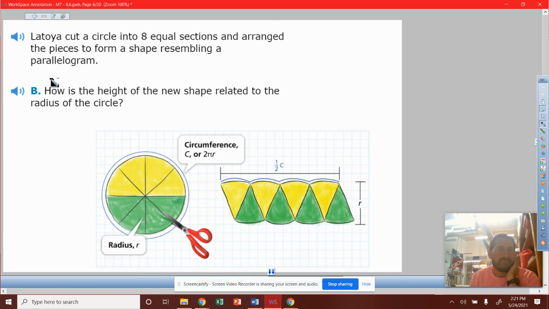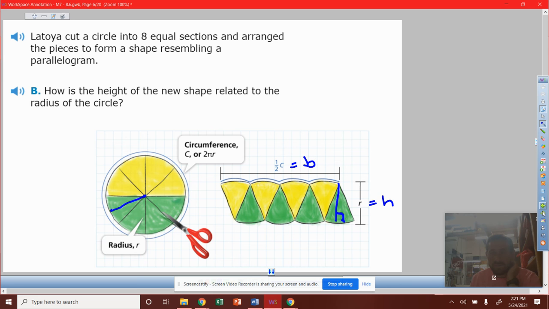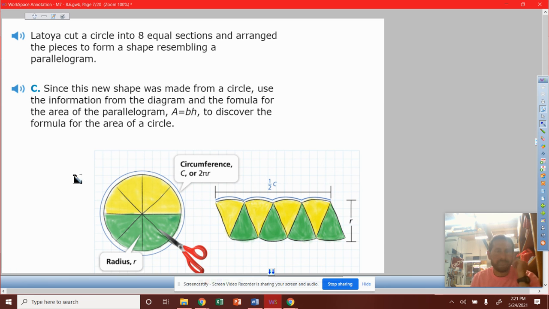So now we can go to the next question, part B. How is the height of the new shape related to the radius of the circle? It already kind of shows us, but if I was to create the height, I'd draw in a right angle and find the height. But what I'm really doing is taking any one of these slices and going from the center of the circle to the center of its arc. So that's really a radius. So its height equals the radius. Its base equals 1/2 of the circumference. That information is going to be useful when we move into part C.